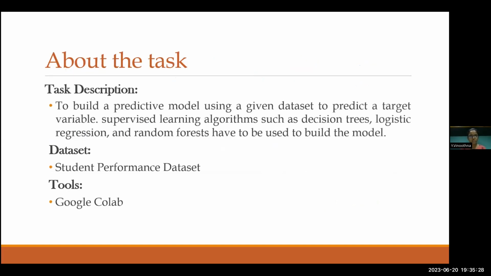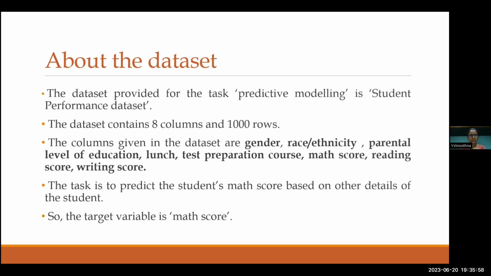My task is to build a model which predicts an output variable by using some features in the given dataset. I have to use supervised learning algorithms like decision trees, logistic regression, and random forests to build the model and to train on the dataset. The dataset provided for this task is the student performance dataset, and the tool I have used here is Google Colab. Now let us see some insights about the dataset.